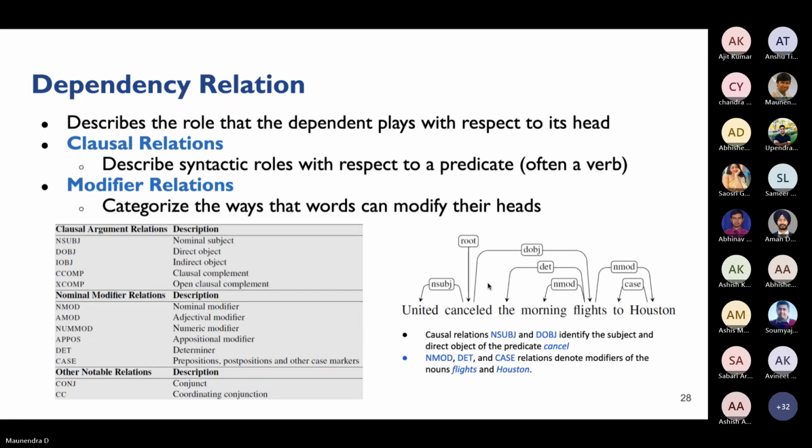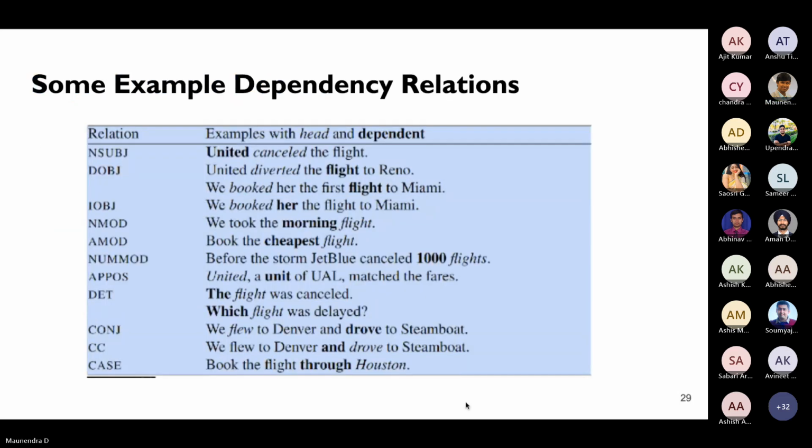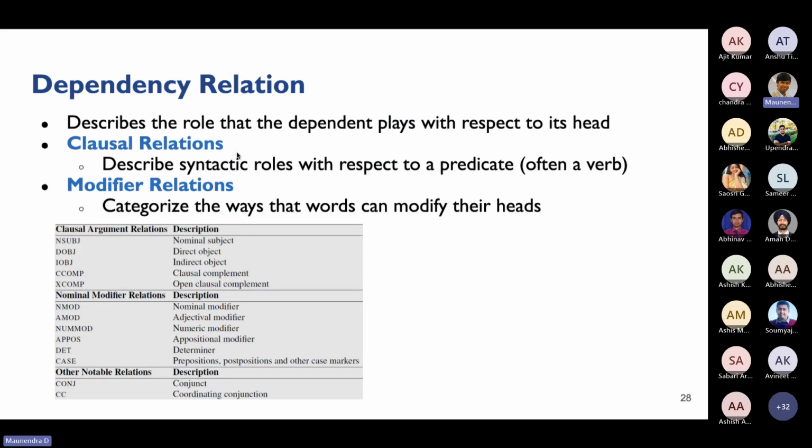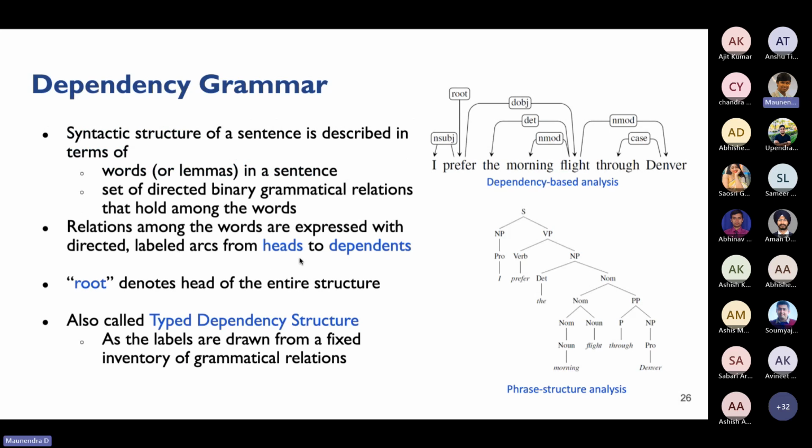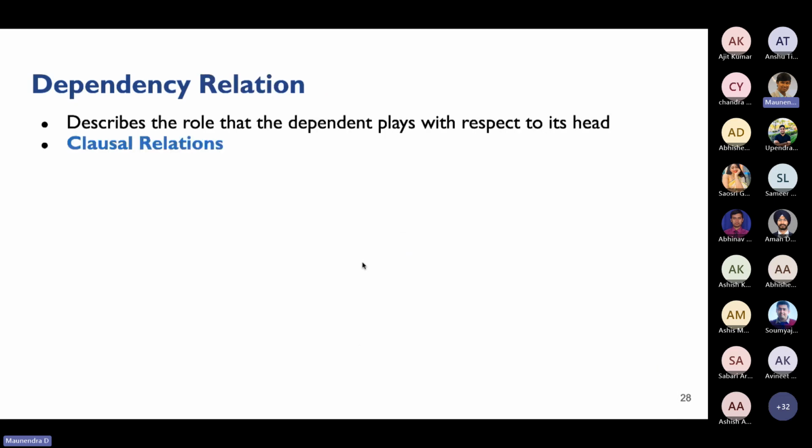So this is another example. United cancelled the morning flights to Houston. So here clausal relations are subject and object, and then we have the other kind of relations. So here you have some sets of relations. Again, as I said, these are data set dependent. Like United cancelled the flight. So United is a subject for the verb cancelled. So this is head and this is dependent. So arrows are always from head to the dependent. The labeled arcs from the heads to the dependent. So the arrows start at head and end at dependent.